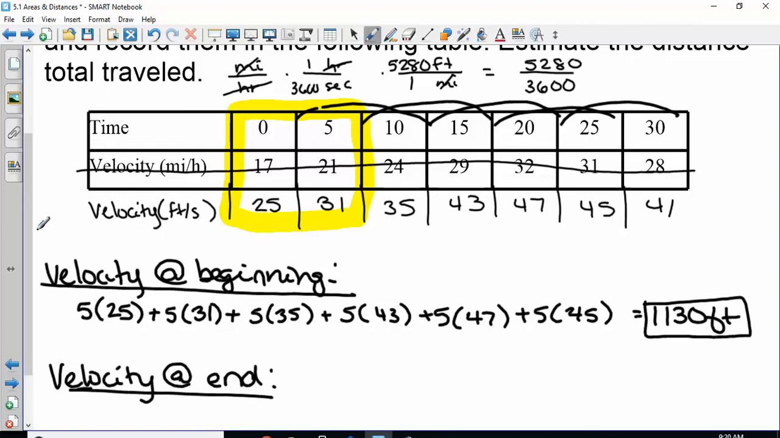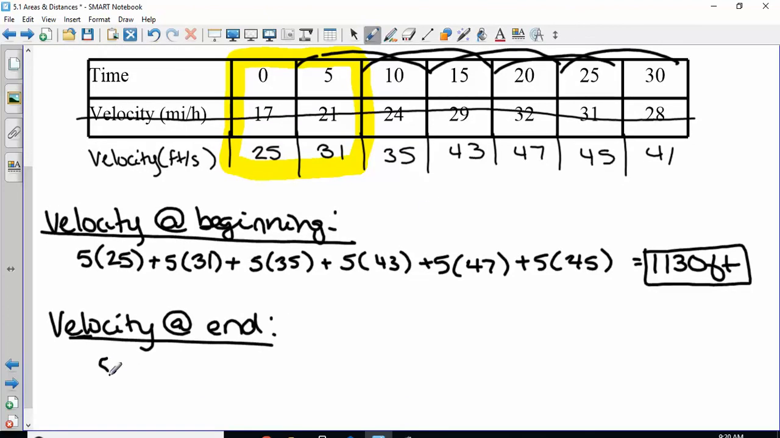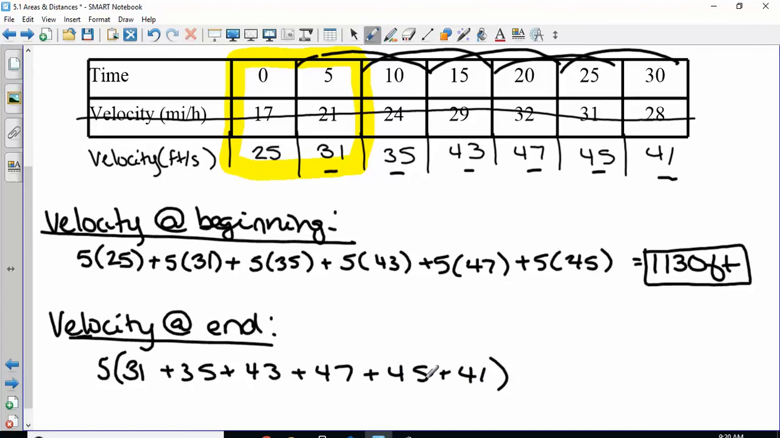The second way is to estimate it from the speed at the end. Since all these are the same distance apart, this time I'm just going to pull my 5 out. Then what velocity would I use each time? The ending. So essentially I'll use 31, 35, 43, 47, 45, and 41. I just won't use the 25. And this one estimates it at 1,210 feet.